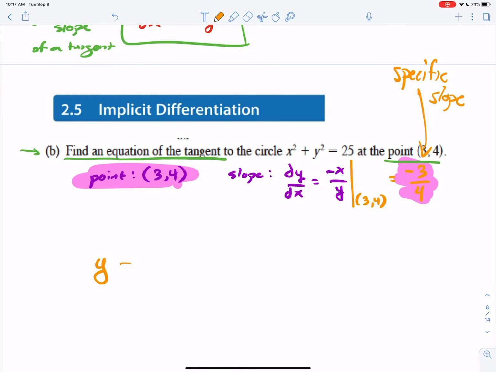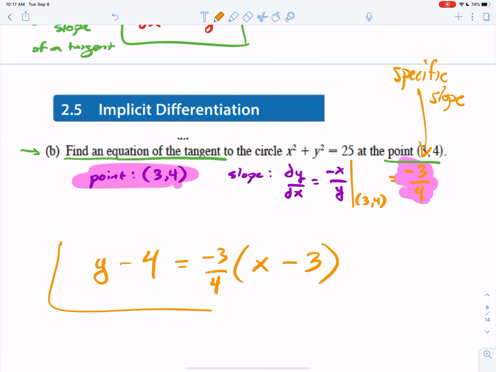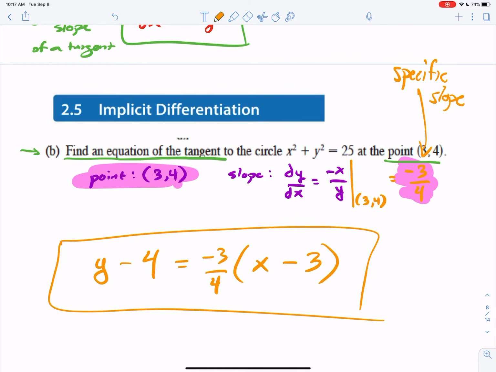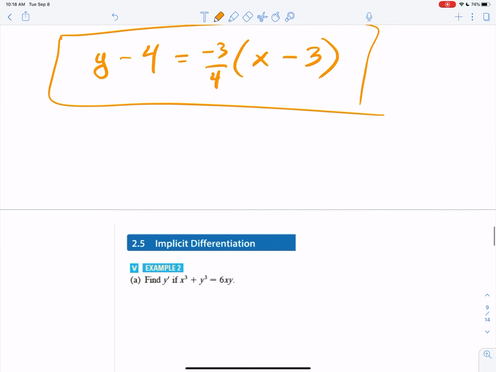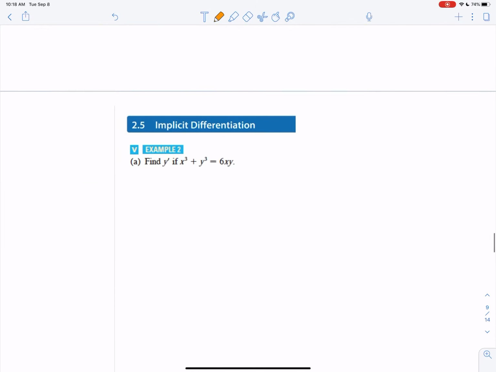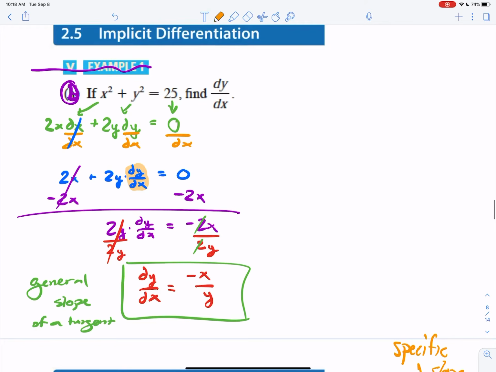So here we go. y minus y1, which is 4, equals the slope times the quantity x minus the x coordinate. Point slope form, you don't have to rewrite it into slope intercept. Be careful when you're looking at the answer keys on Slater or in the back of the book. Sometimes they go all the way to slope intercept form there. And that's it. We found the equation of the tangent line at that point. Let's try another one. Let's call this part C.